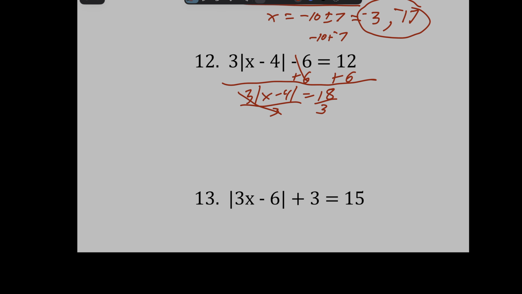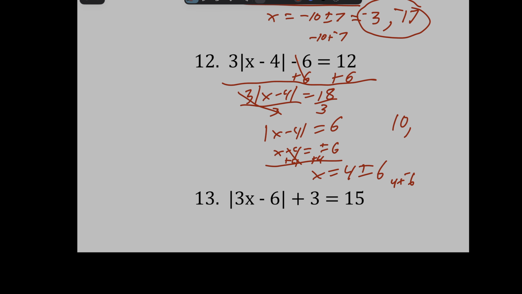So if I divide everybody by 3, I'm going to get absolute value of x minus 4 equals 6. Now if I take the absolute value away, x minus 4 equals plus or minus 6. If I add 4 to both sides, I'm going to get x equals 4 plus or minus 6. What is 4 plus 6? Well, that's 10. What is 4 minus 6? Or, add a line, change the sign, 4 plus a negative 6. I'm going to get a negative 2.